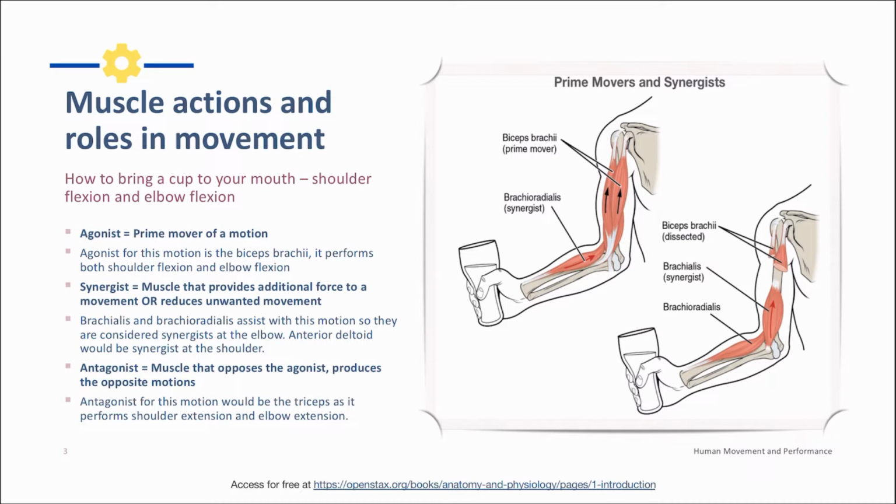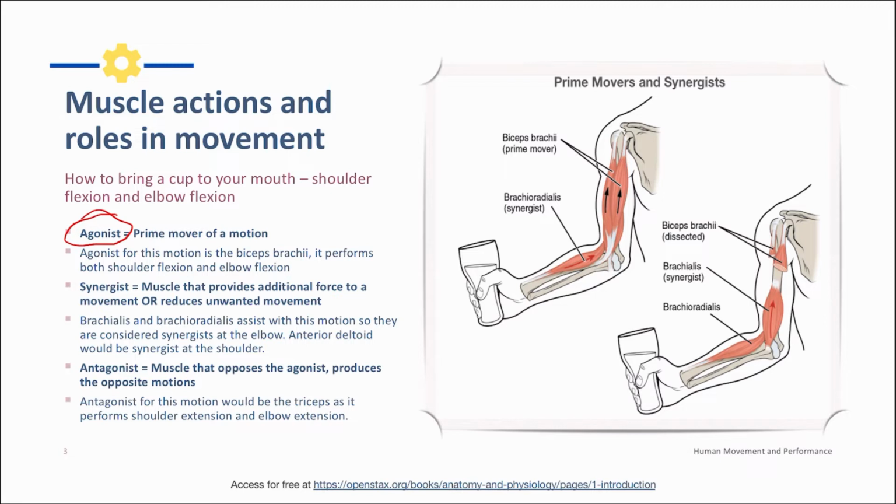The muscles that are the movers of a particular motion are called the agonists. The prime movers are the agonists of a motion. Often there are multiple agonists, multiple muscles who are going to be very involved in a particular motion. In this motion, I would probably say the primary mover is the biceps brachii. And the reason I say the biceps is the primary mover is because it does both of the motions we want to do to bring the cup to the mouth. It does elbow flexion. It also is one of the shoulder flexors. So the primary mover of this motion is the biceps brachii, and therefore it's called the agonist of this particular motion.